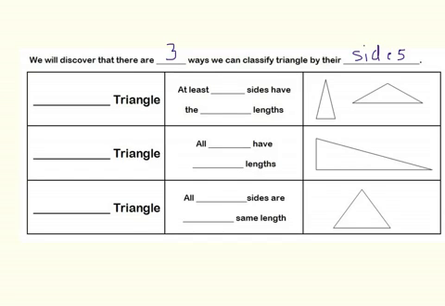So our very first one is called the isosceles triangle. And I tell you, I have to look it up how to spell it all the time. Isosceles triangle. And it has at least 2 sides that have the same length. So if you look over here at our triangles, these are both isosceles triangles.